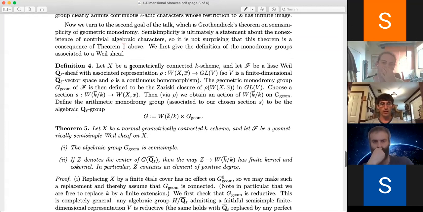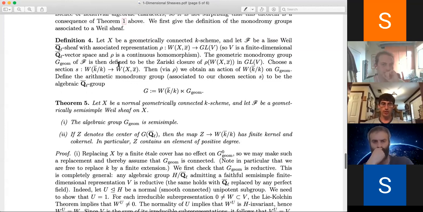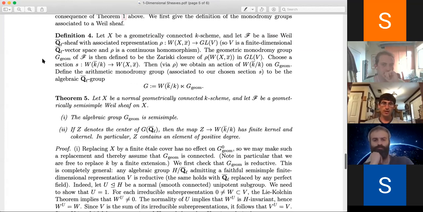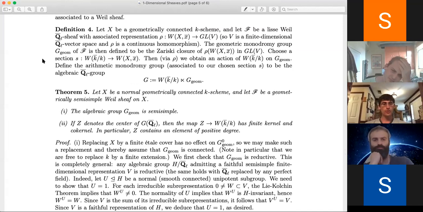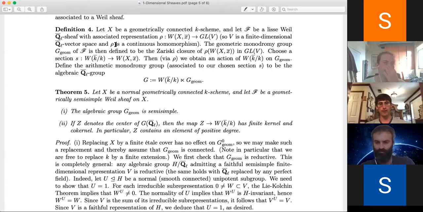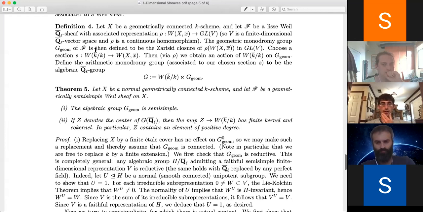Okay. So first, let's define the monodromy group associated to a Weil sheaf. Let X be a geometrically connected K scheme, and let F be a Lie Weil sheaf, a QL bar sheaf, and you have the associated representation. Your V is a finite dimensional QL bar vector space, and rho is a continuous homomorphism. So the geometric monodromy group of F is, by definition, the Zariski closure.